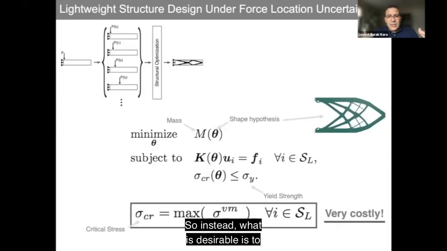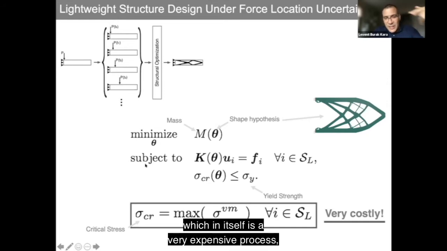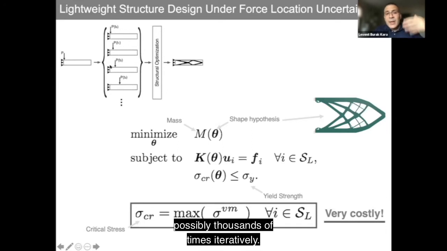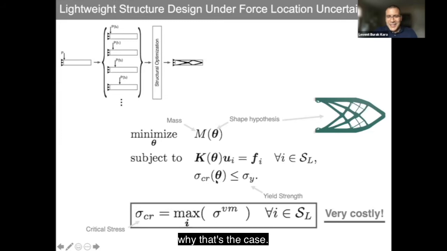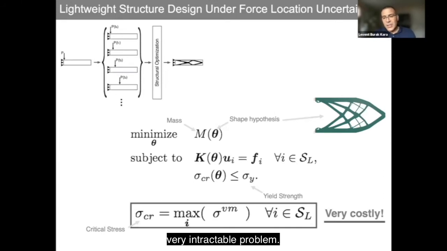So instead, what is desirable is to create what are called flyaway core structures. If you can make the core structure as light as possible, you can actually keep that in the structure and have it be a flyaway core. This turns out to be a mathematically very challenging problem because you have to do topology optimization, which in itself is a very expensive process, possibly thousands of times iteratively. And I'm not going to get into the reasons why, but when the manufacturing forces are moving across the surface of the part, this becomes a very intractable problem.